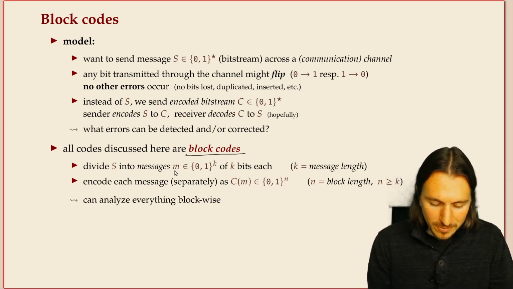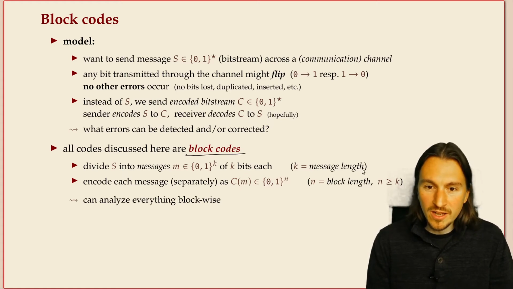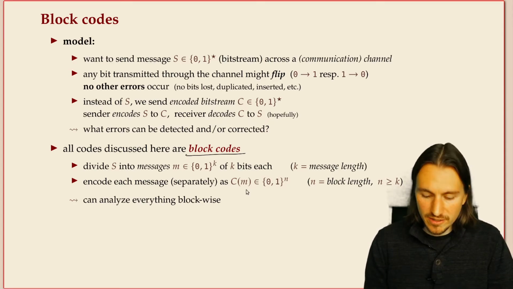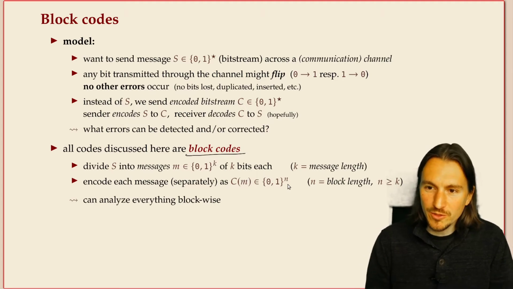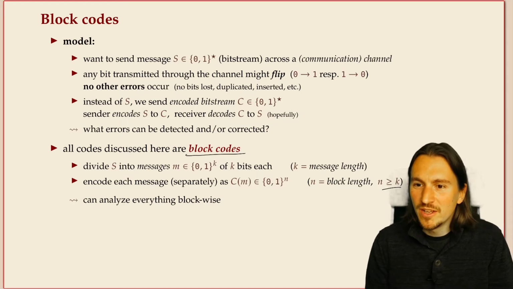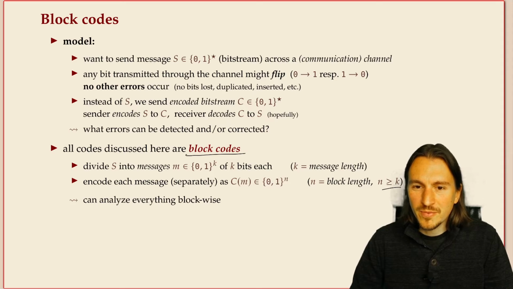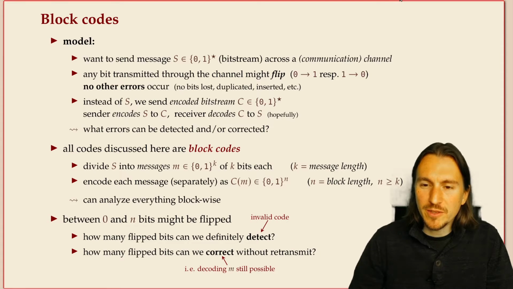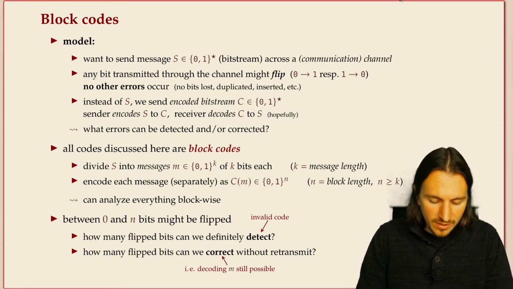For the theoretical model, we start with a message of k bits. That's the message length. And we encode each message separately with a code word. And that one has n bits. And of course, we know we have to add some bits of redundancy. The block length is bigger than the message length. Okay, so we restrict our attention to one block at a time. That makes it a little more convenient to work with.